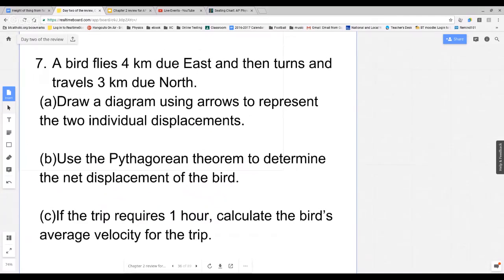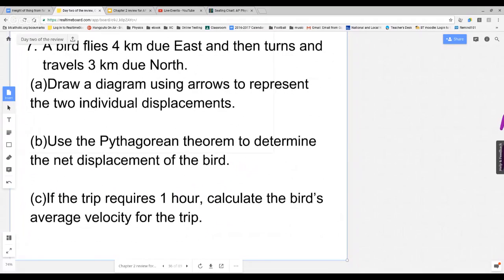Number 7. Bird's gonna fly east, and it's gonna go north. Whoa, whoa! X and Y at the same time. Can't do it. What are you gonna do? Pythagoras is a triangle, right? So, it is a triangle. How far do you end up going? 5. You do go 5 kilometers.